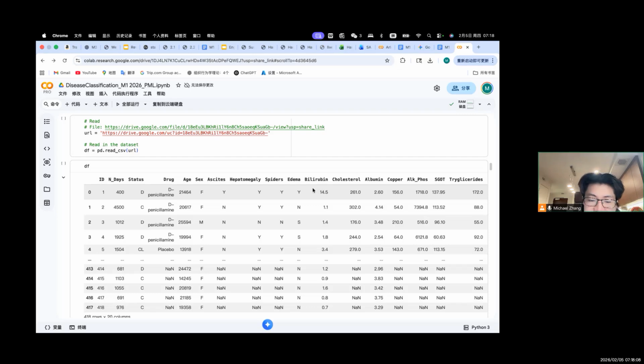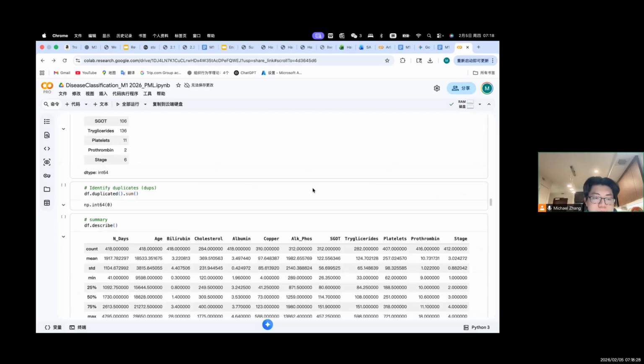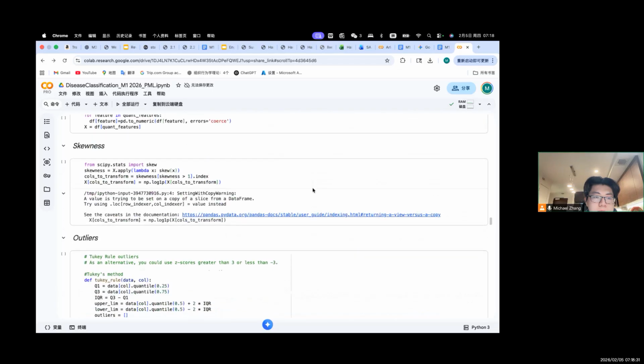The original four-stage outcome variable was transformed into a binary target, where stage 4 was labeled as the positive class and stages 1 to 3 as the negative class, reflecting a clinically meaningful decision boundary. To improve feature distributions, we used transformations. Skewness was evaluated for all numerical variables, and log transformations were applied to highly skewed features.